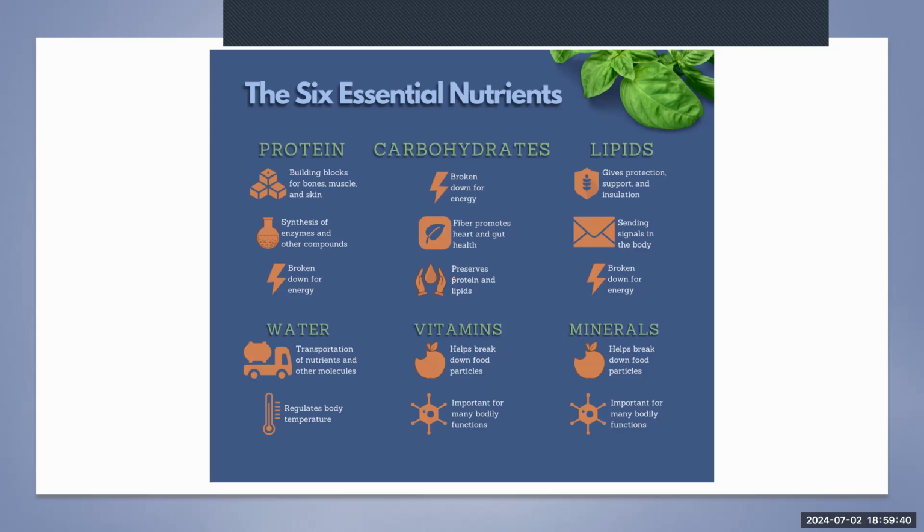Vitamins are going to be for metabolism and immune function. You can get those from fruits, vegetables, and dairy. And these are not their only sources. These are just some of their main ones. Your minerals are going to be your bone health and fluid balance. You can get those from dairy, meats, and fruit. Water is going to be vital for all your bodily functions. And of course, you can get it from drinking water, fruits, or vegetables. So a balanced diet is going to include all 6 of these nutrients.